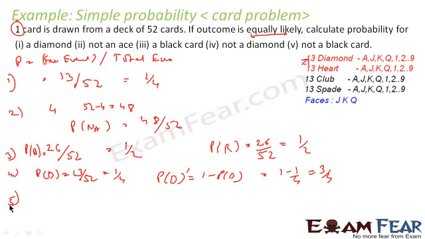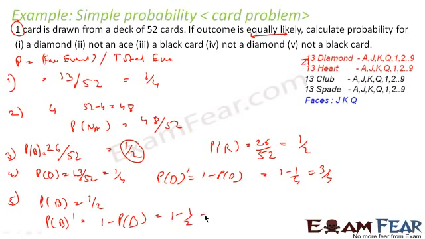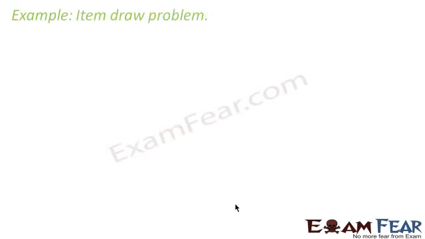Similarly, the fifth one, probability of not a black card. First find the probability of black card. We have already found this, 1 by 2. So probability of not a black card is equal to 1 minus probability of black card, which is 1 minus 1 by 2 is equal to 1 by 2. So it makes it quite simple. Either it is a black card or red card, 50-50. So the probability of black card is 1 by 2 and the probability of red card is 1 by 2.